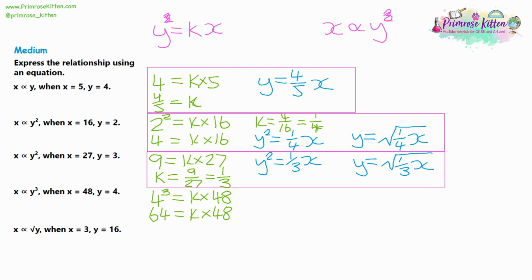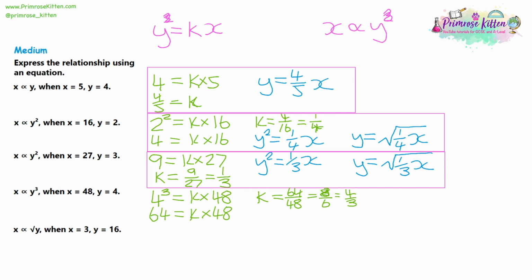So let's get k on its own. Now k is being multiplied by 48, so let's divide by 48 on both sides. k would be 64 divided by 48, and we want to simplify this. Now I think both of those numbers are going to be in the 8 times table. 64 divided by 8 is 8, and 48 divided by 8 is 6. Those are even, so let's divide them by 2, so that'll give us 4 over 3.